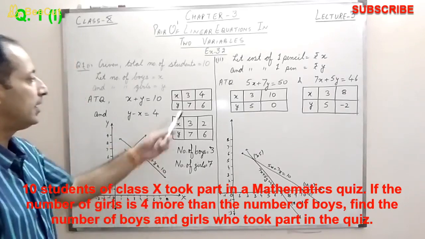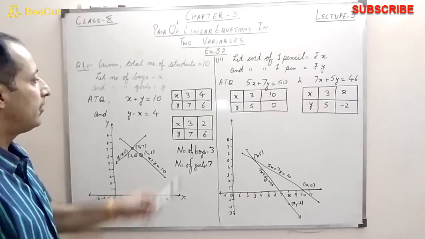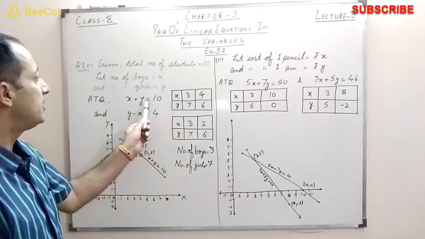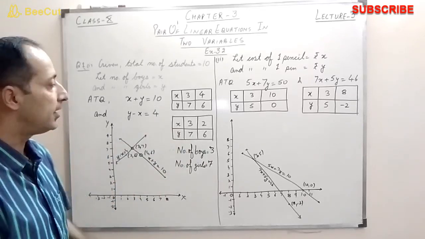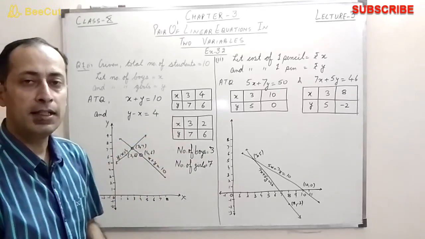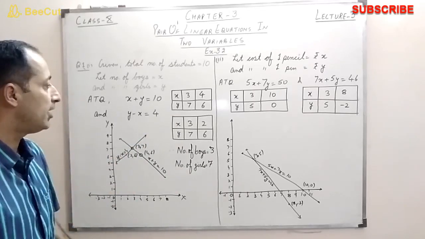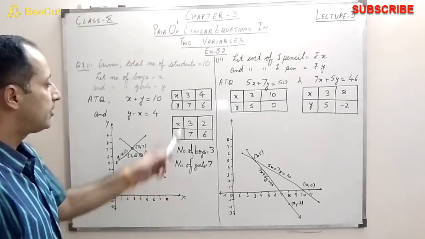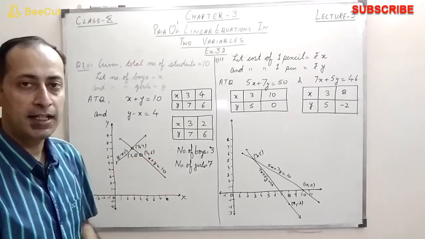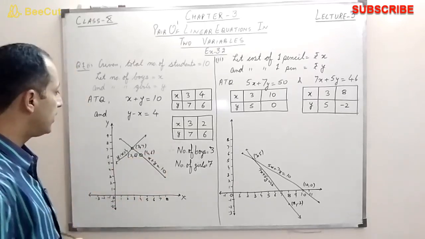So what we do, I have found two solutions for the first equation, that is x plus y equal to 10. One is 3, 7 and the other is 4, 6. Similarly, for the other equation y minus x equals 4, the first solution is again 3, 7 and the second is 2, 6. So I have already done this on the board.